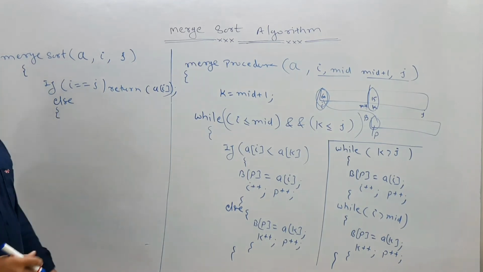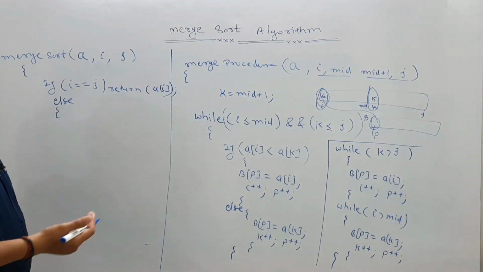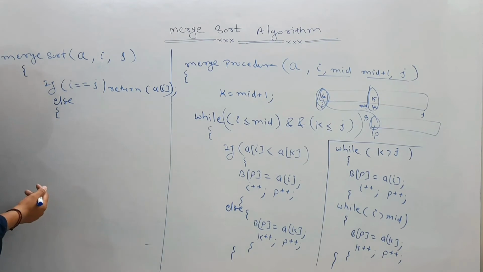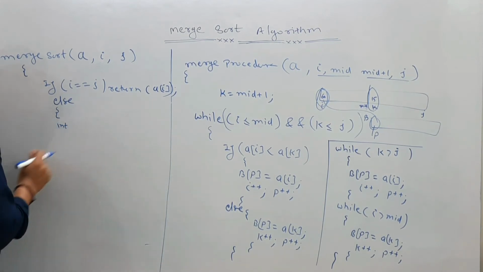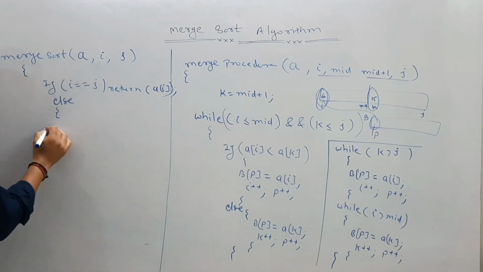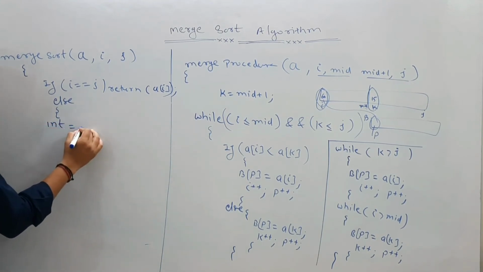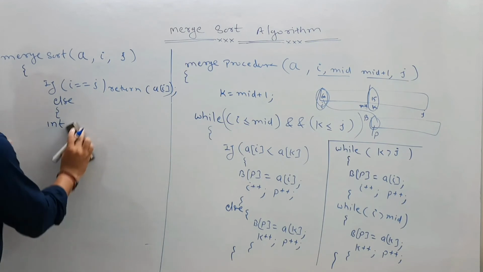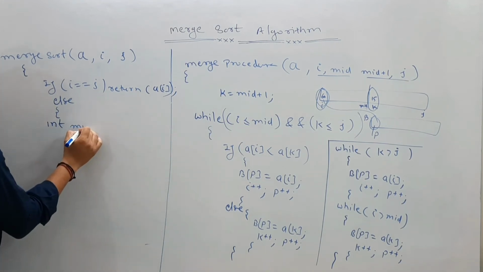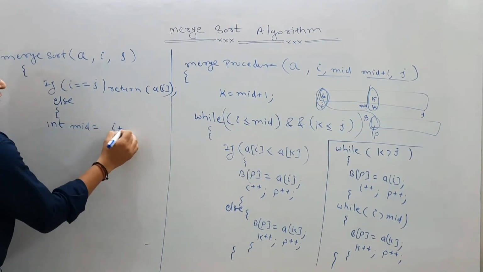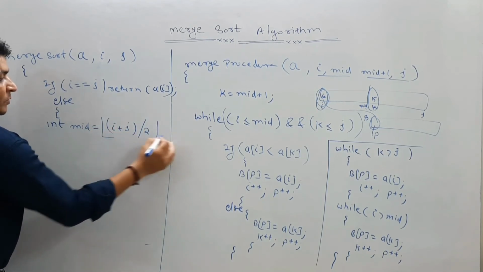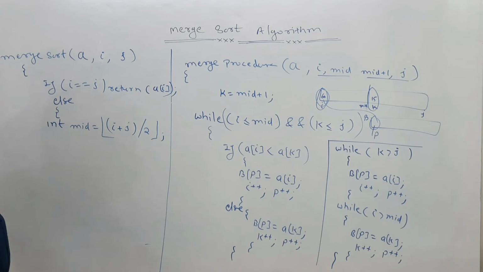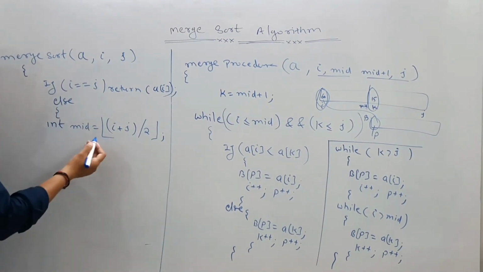Else means the array contains more than one element. Then you will divide this array into two parts. So first we are going to calculate mid. Let me write: int mid equals (i plus j) divided by 2, correct? So first we calculate mid. We have already calculated mid.